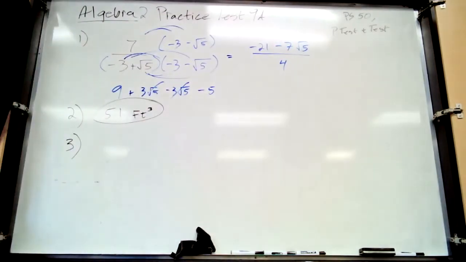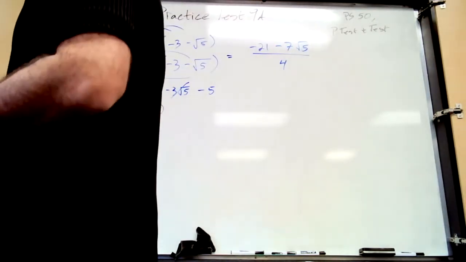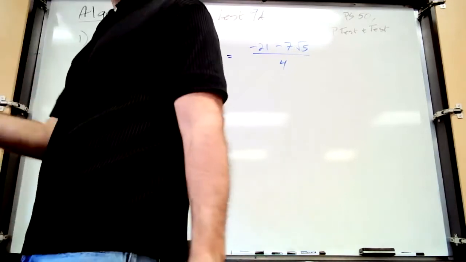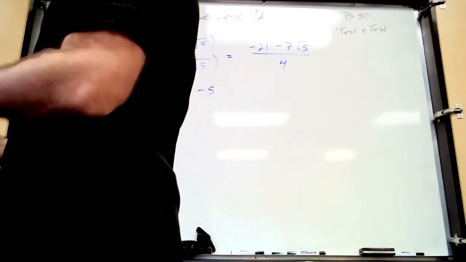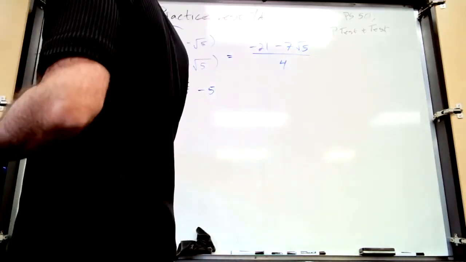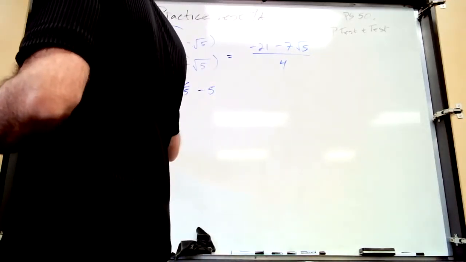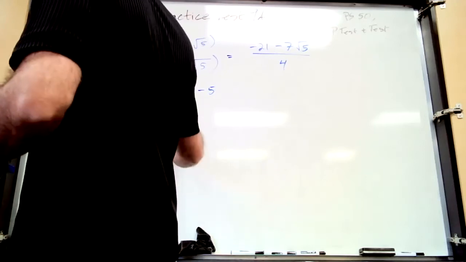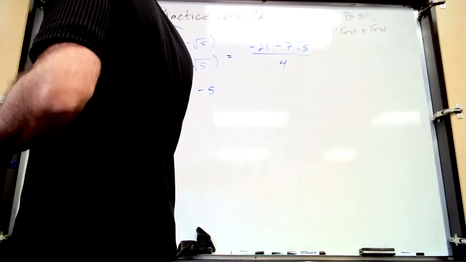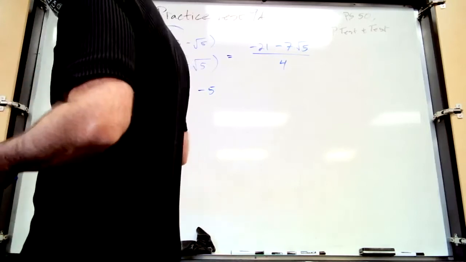Number 3, simplify. Identify any excluded values. Okay, so simplify means factor first and then cancel what you need. But before you cancel, you have to identify excluded values. So I'm going to rewrite it: 5x minus 40, and then 56 minus 7x.